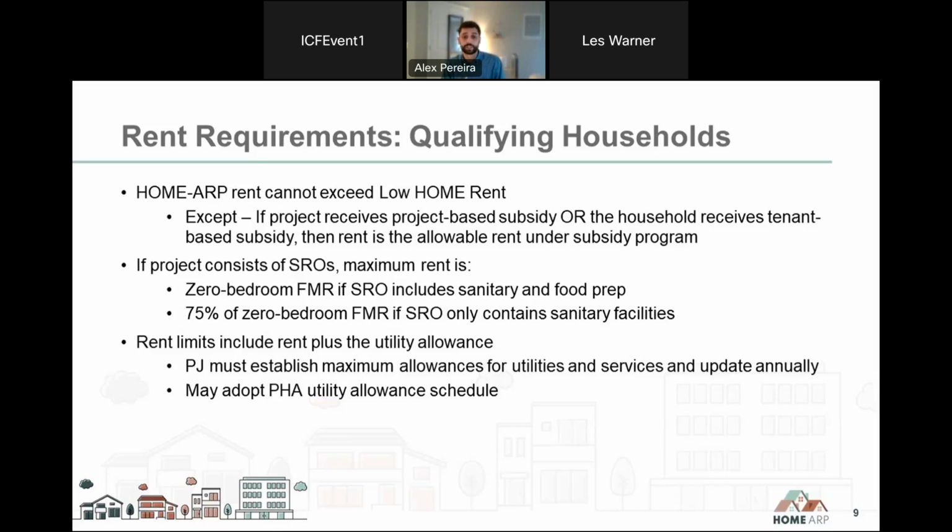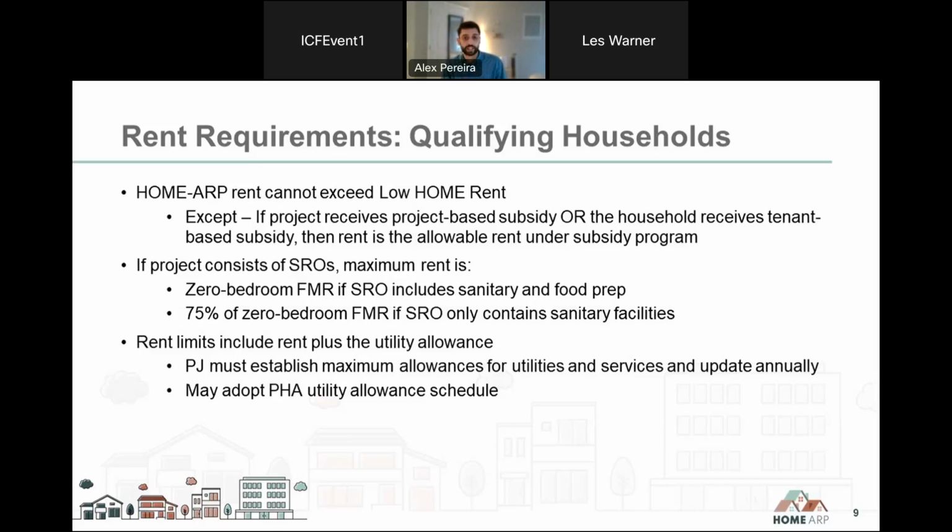Now, if the project consists of SROs, different rent requirements apply. If the SRO includes both sanitary and food prep areas, then the maximum rent is the 0-bedroom fair market rent, or FMR. If the SRO only contains sanitary facilities, then the maximum rent is 75% of that 0-bedroom FMR.